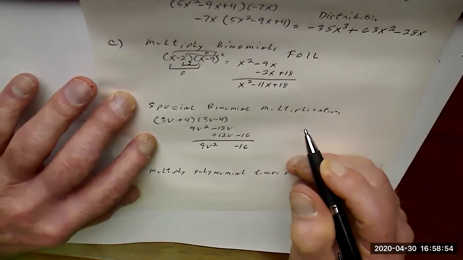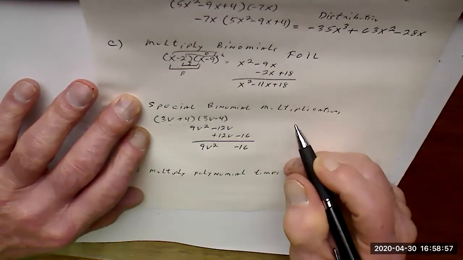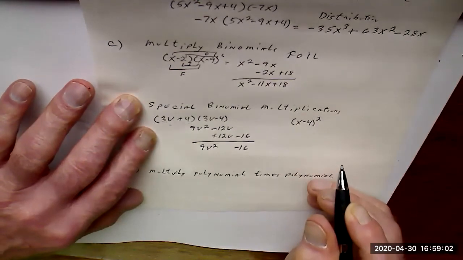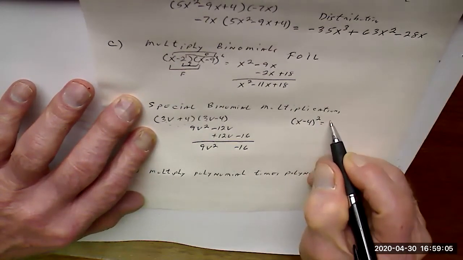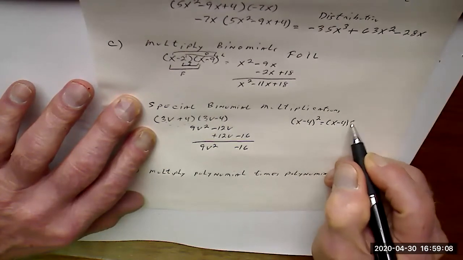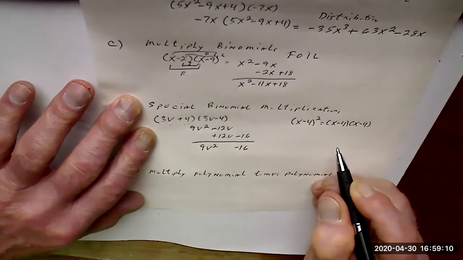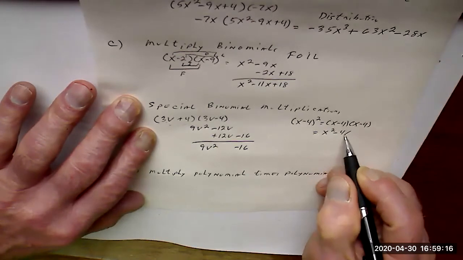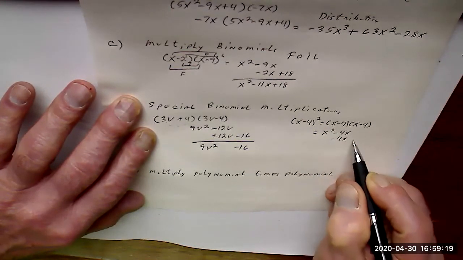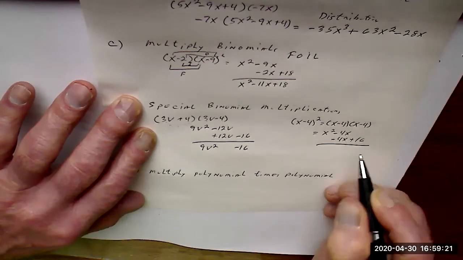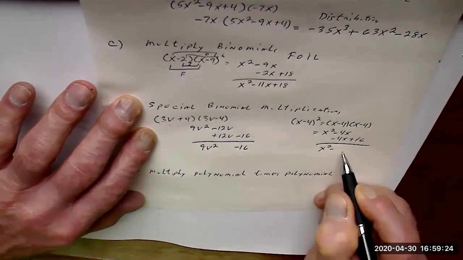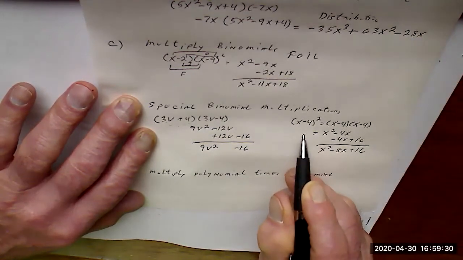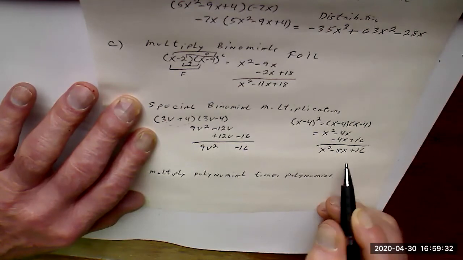The next case we would like to talk about is a quantity, x minus 4 squared. Remember, squaring means to repeat. So we need to take x minus 4, repeat it as a product, times x minus 4. Foiling it, we get x squared minus 4x minus 4x plus 16. Adding, we get x squared minus 8x plus 16. So squaring a binomial leads to what we call a trinomial square.